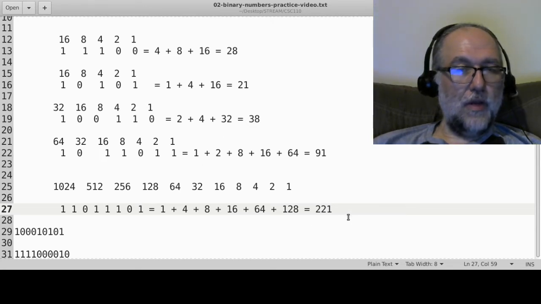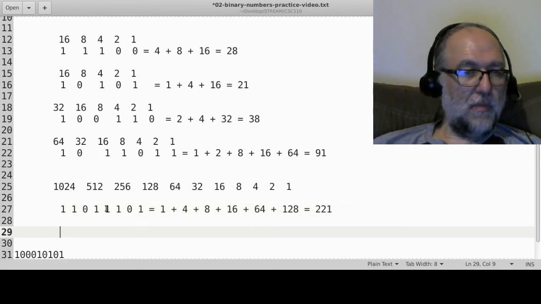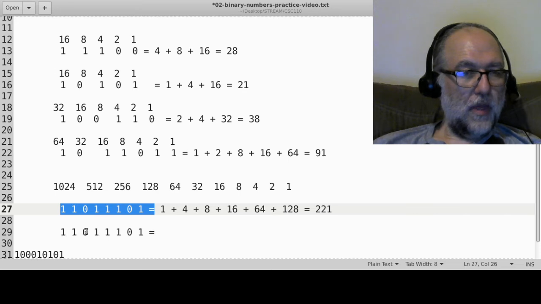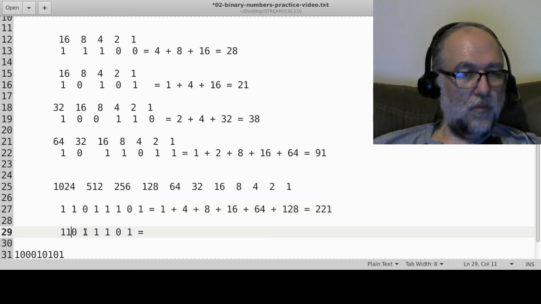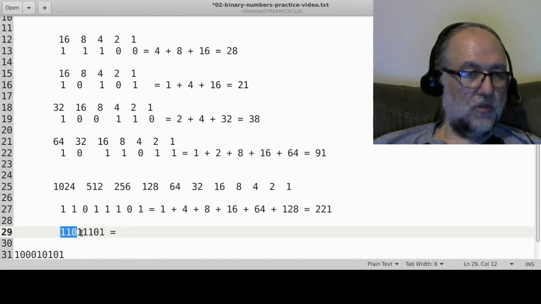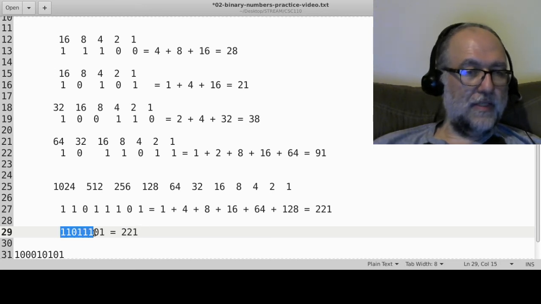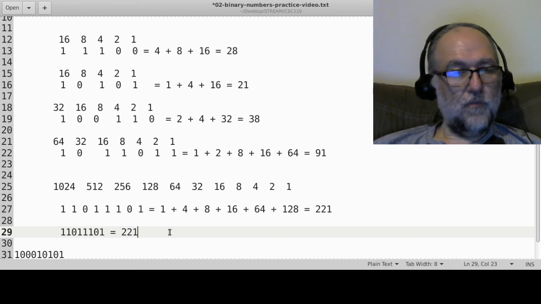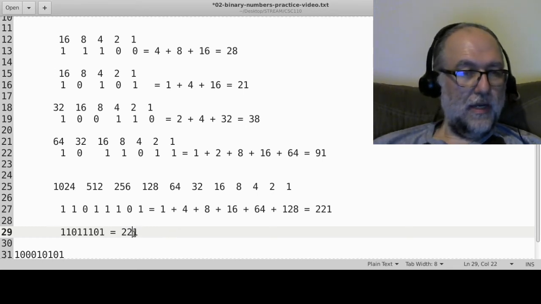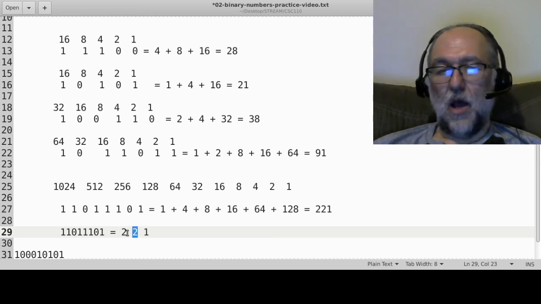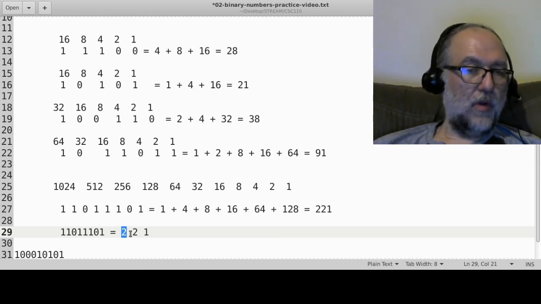Now let's just pause there for a second. This might look very strange to you. You're looking at this and you're going, what is going on here? How can so many digits equal 221? Well, remember, the left side is binary and the right side is decimal. On the decimal side, this is the ones column, this one is the tens column, and this one is the hundreds column. So we're comparing apples and oranges here.